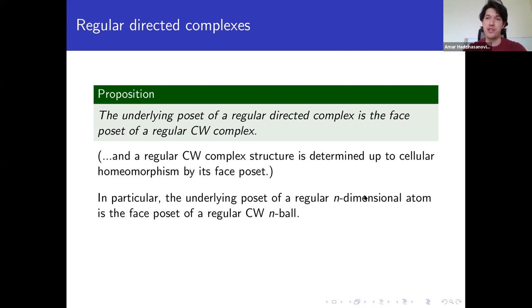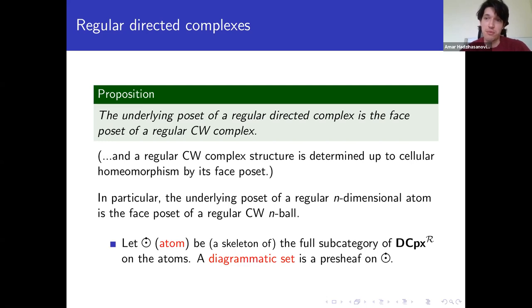So the idea is that these regular atoms are a nice combinatorial model of an oriented n-ball. If you forget the orientation, we get something which is arguably a nice combinatorial model of a ball, plus we have an orientation which makes sense for an interpretation as spacetime diagrams.